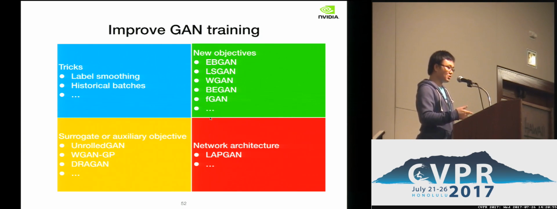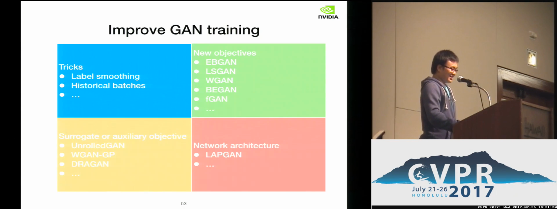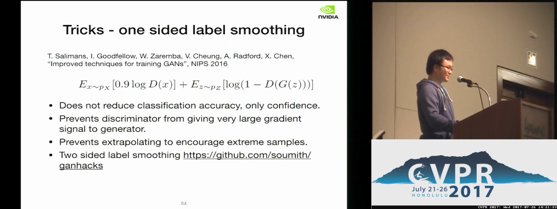So by using tricks, we can improve GAN training. By using a new objective function, we may improve GAN training, or using an auxiliary objective function, or changing the network architecture. There are many other works, but we cannot cover all of them. So I'll just limit myself to these. I think that's already many. So we'll start with tricks.